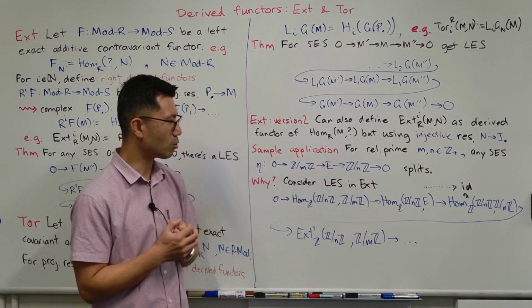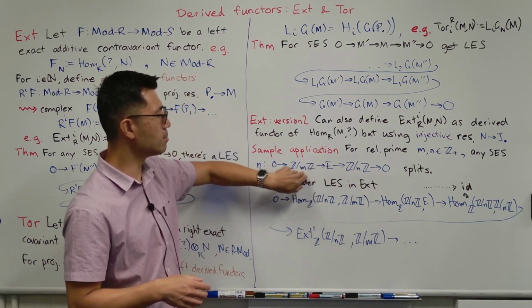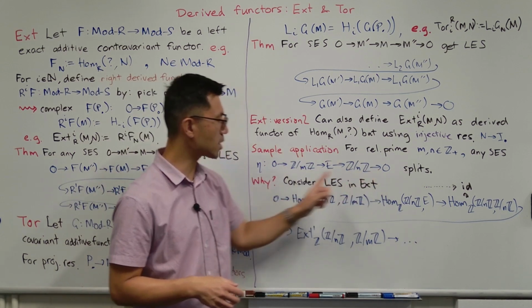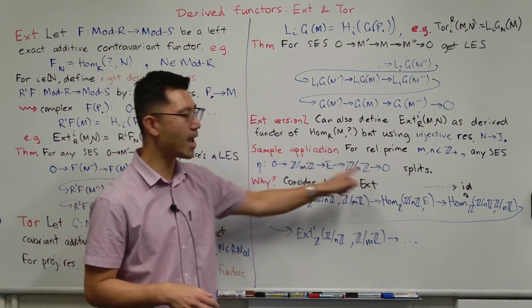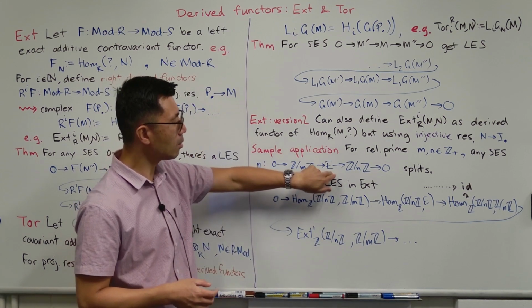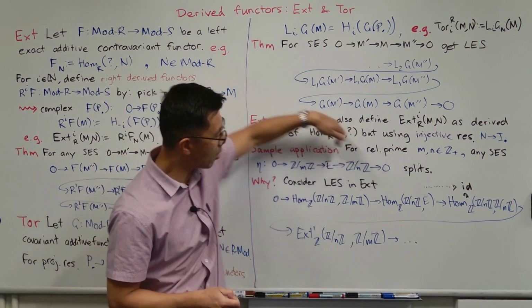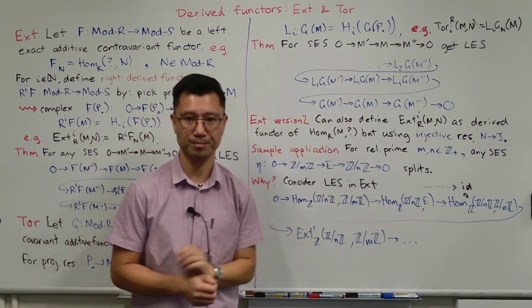order cyclic groups. So suppose you have Z mod nZ and Z mod mZ, and you write a short exact sequence like this, where m and n are relatively prime. Then I claim that the module in the middle is going to be the direct sum of those two, and in fact this splits.